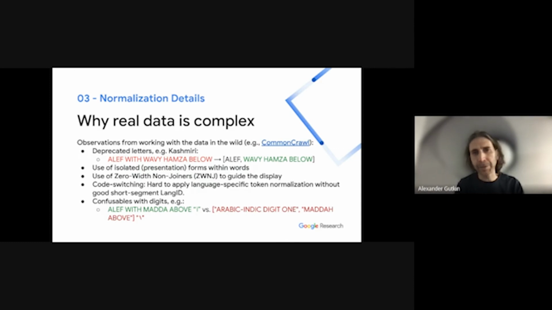We see a lot of zero-width non-joiners. When something didn't render correctly, people tend to use zero-width non-joiners or joiners. We see a lot of code switching, and we see quite a lot of confusables. One of the examples is when Aleph with Madda above is visually a bit similar to an Arabic digit 1 followed by Madda above.